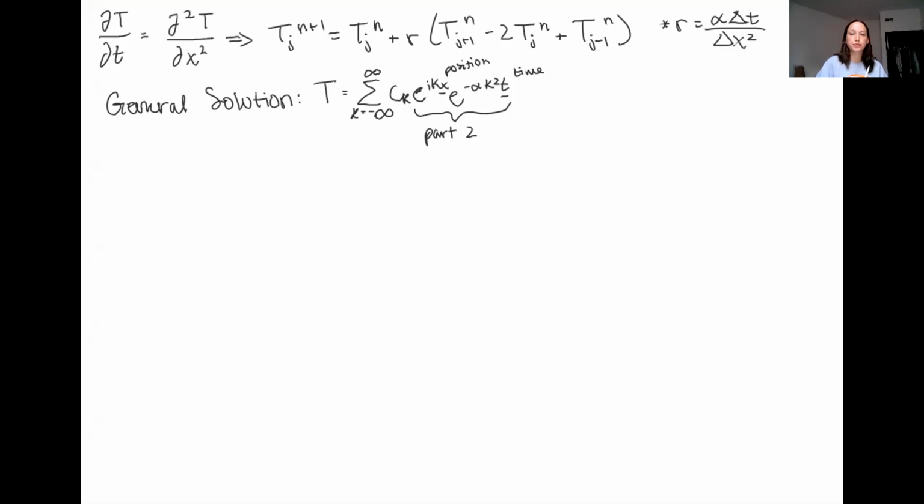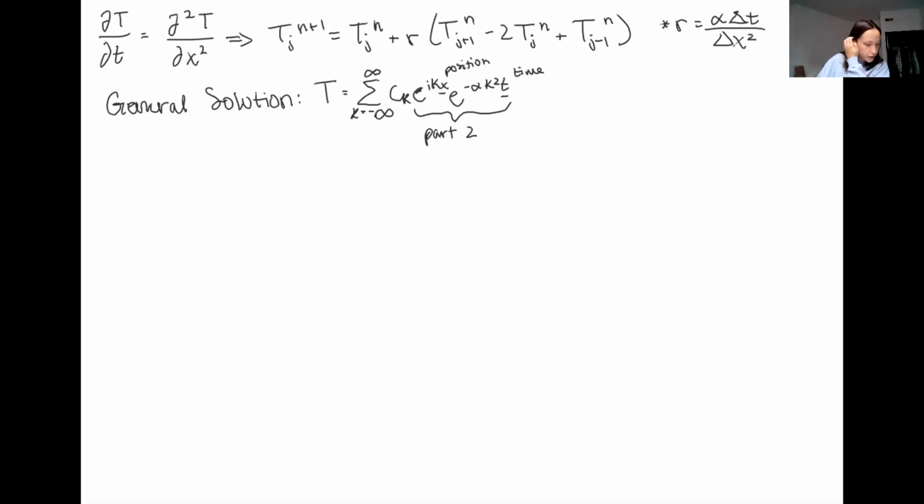It's the infinite sum of a time-dependent coefficient times the solution that we found in part 2, where you can see that the first piece is position dependent and the second piece is time dependent. So if we take this solution and apply it to our equation and then eventually implement it, we can apply the von Neumann stability analysis and we can see what our bound is for R.